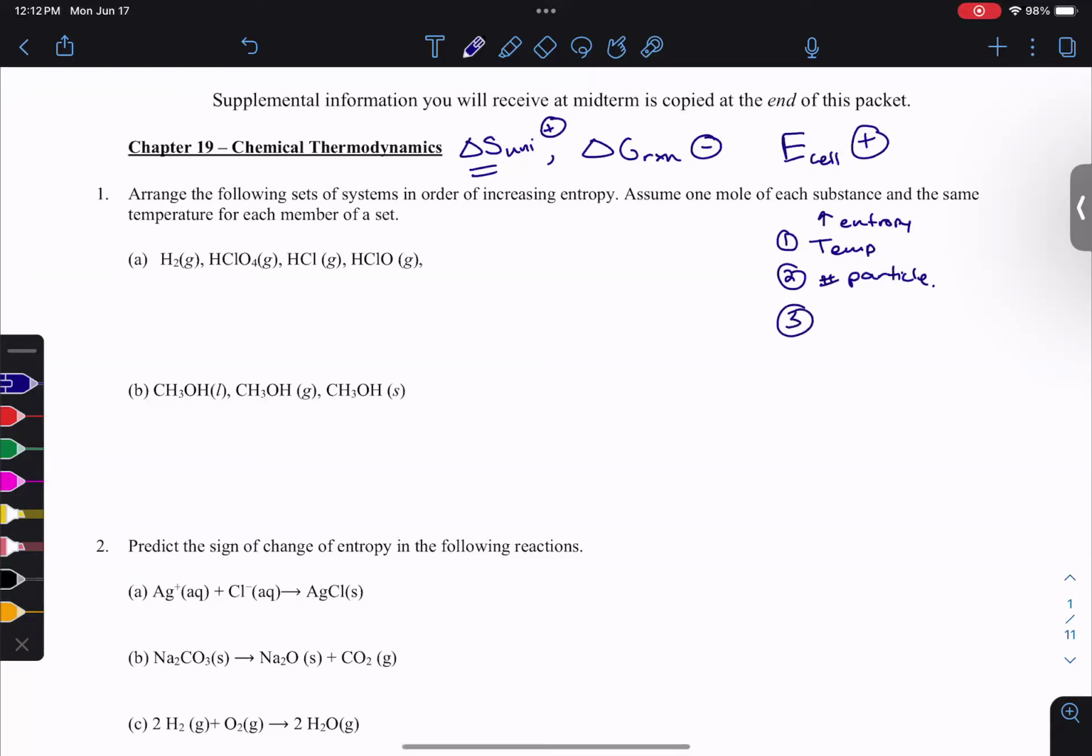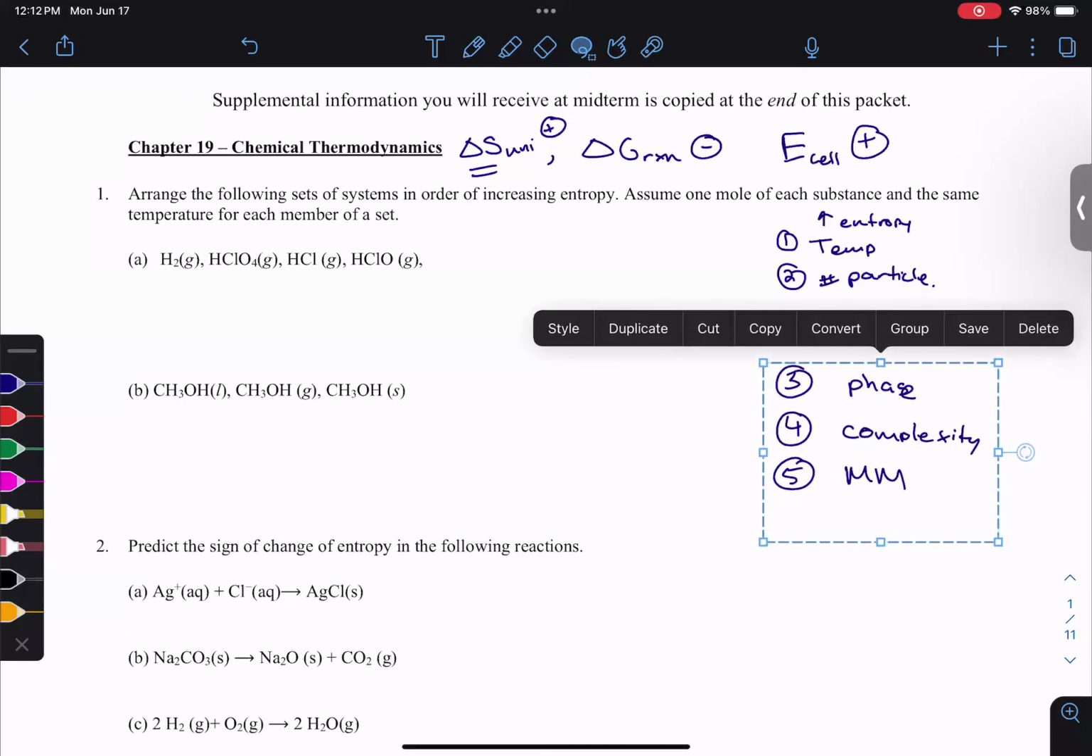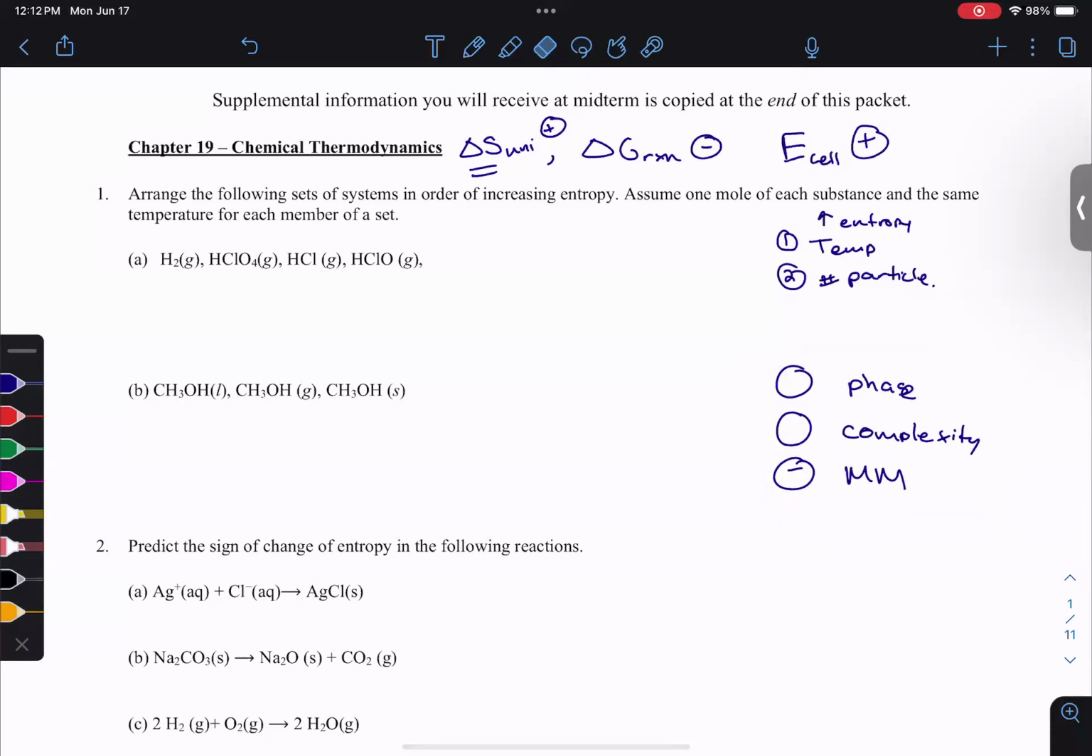I think the most common other factor is phase. What else is there? Complexity. Molar mass. Is there another one? Oh, volume. That's the weird one. That one should actually be up here, so I'll change these numbers. Volume, yeah, that's the weird one. 4, 5, 6. There we go.